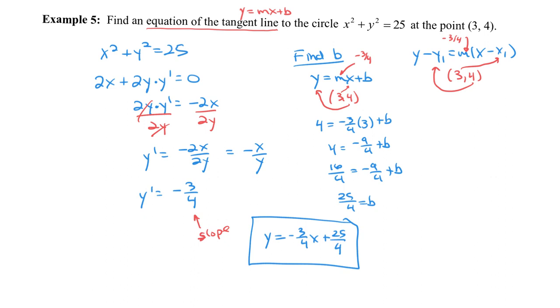And for those of you who did it the other way, that works fine too. You can go y minus 4 equals -3/4 times x minus 3, or y minus 4 equals -3/4 x plus 9/4. And then over here to get y by itself, I would add 4, which is the same as adding 16/4. So I would end up with the same answer.